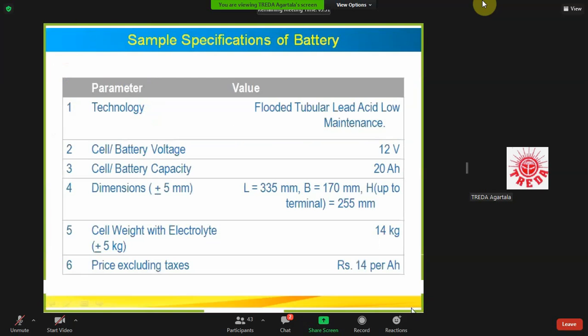So these are all the parameters. Actually, time is very limited, so I will go for an explanation of this thing. This is a very critical matter.